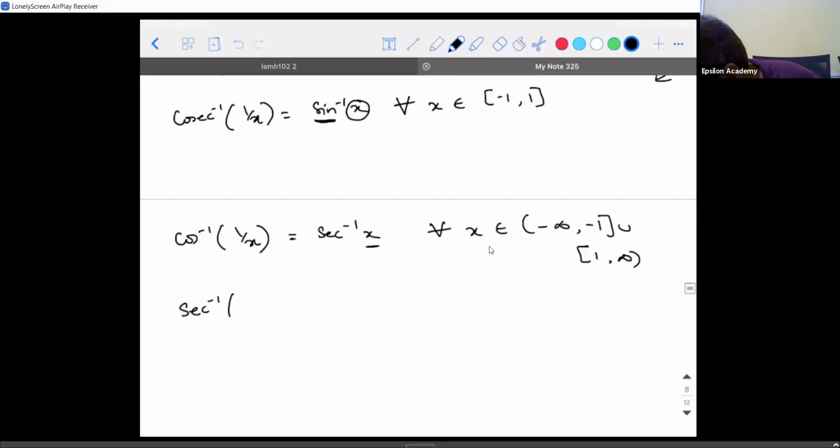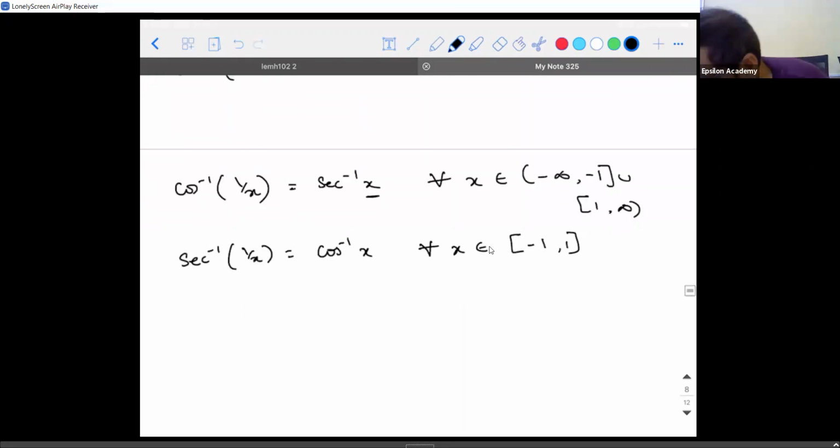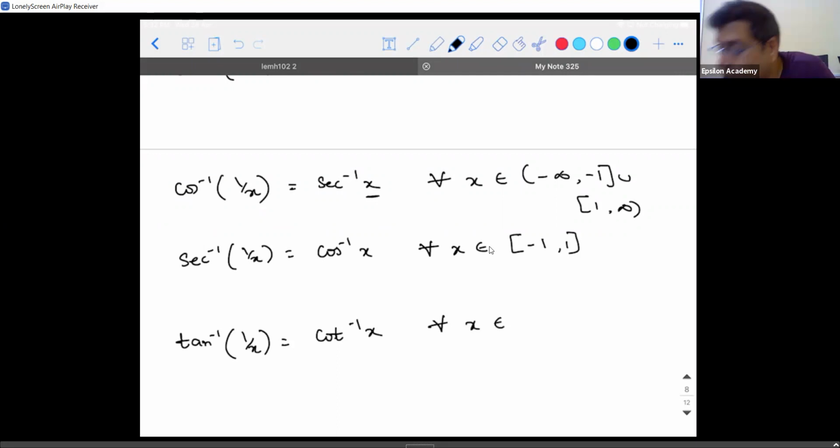Similarly, secant inverse of 1 by x is equal to cos inverse of x, for all values of x that belong to -1 to 1. Clear? Similarly, tan inverse of 1 by x will be equal to cot inverse of x for all values of x that belong to what? What is the domain of cot x? I can substitute any real number.